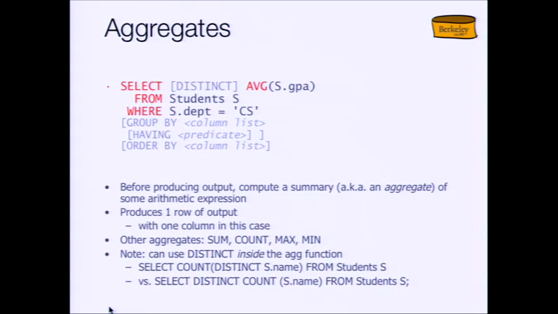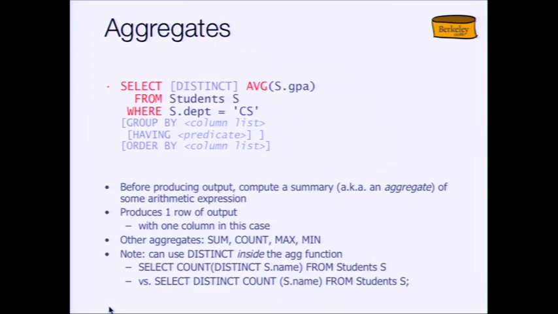There's sum and count and max and min and standard deviation and median and a few others. Actually, there isn't median. Some systems support median. There's a few others, sort of simple statistical aggregations, that you can compose together to do more interesting things. You can use distinct inside the aggregate function. You can say select count of distinct name from students, and so it'll remove the duplicates before it does the counting. If you don't say distinct on the inside, it won't remove the duplicates.